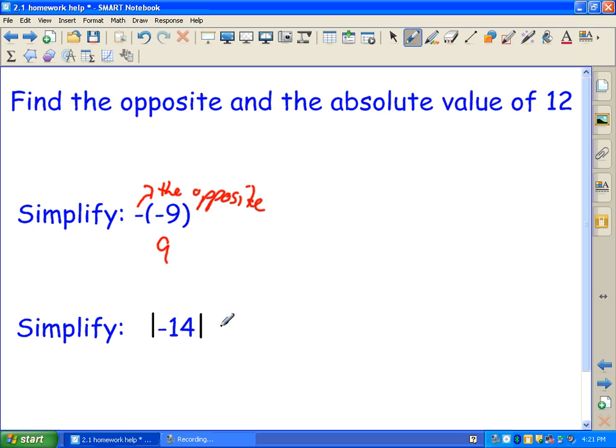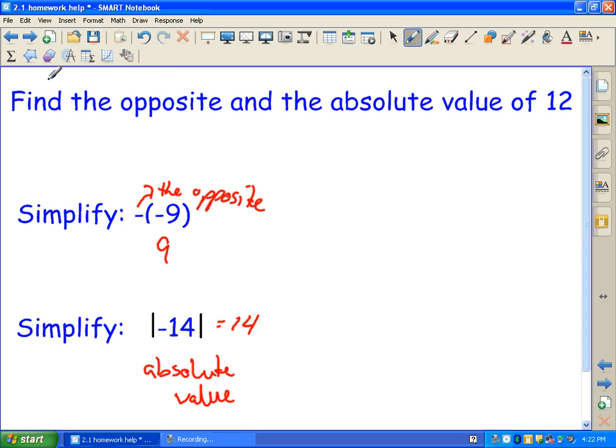Now, these bars here, they have a different meaning. These bars stand for absolute value. Absolute value is the distance a number is from 0 on a number line. So in other words, negative 14 is 14 places from 0 on a number line. So the absolute value of negative 14 is positive 14.